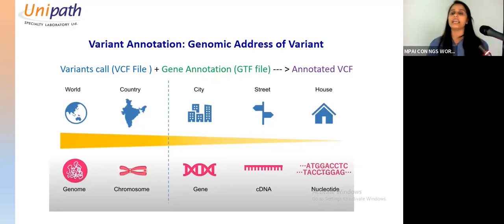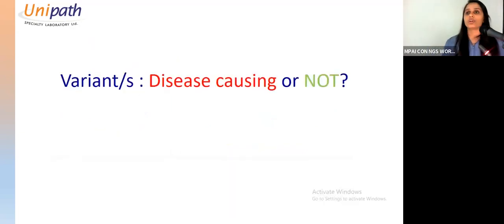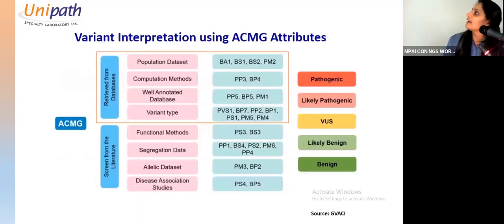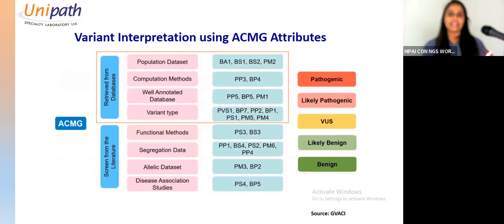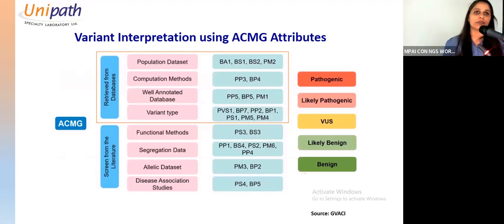Now we have the annotation. But after that, what? Whatever variants are discovered, are they pathogenic? Are they disease causing? We don't know, right? So how do you do that? Again, many tools come to your rescue, and many criteria help guide you. So these are the guidelines for variant analysis and interpretation: the ACMG guidelines 2015.